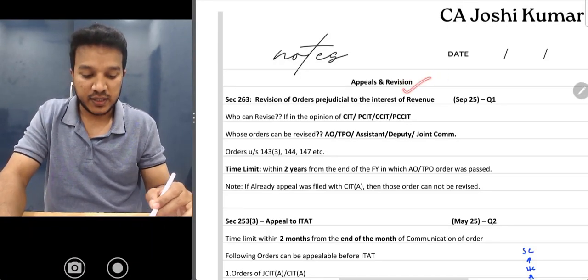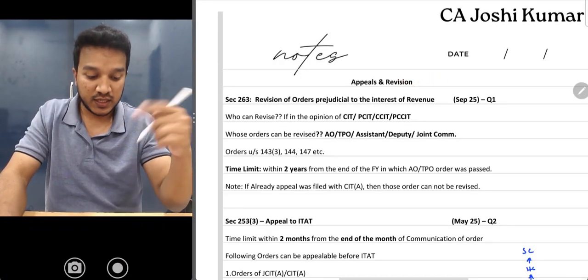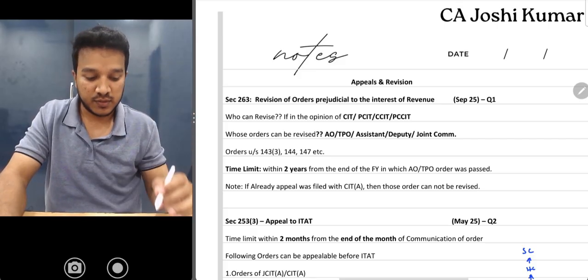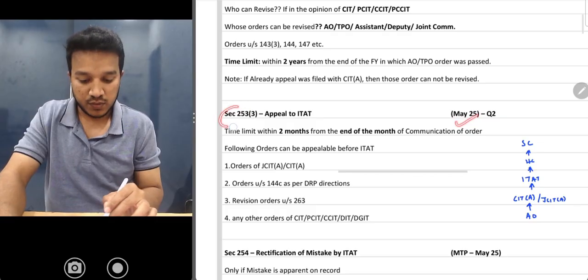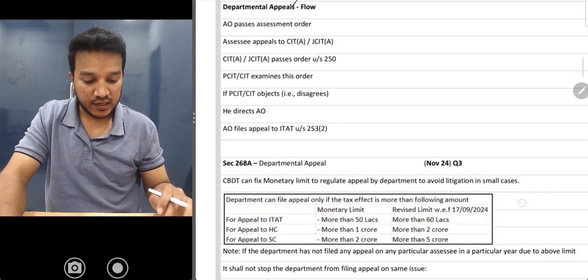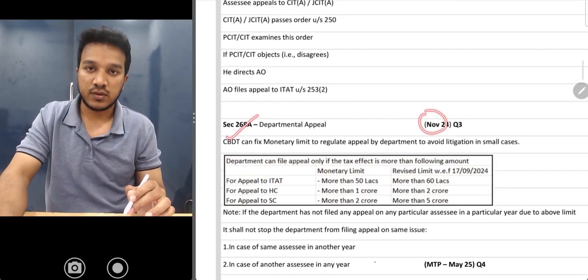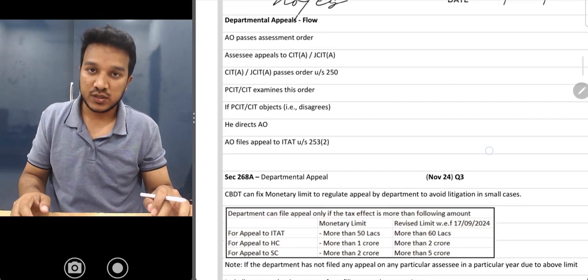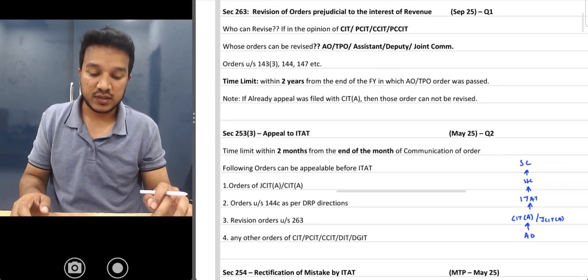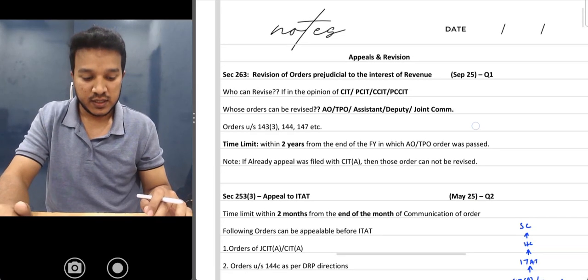In this video we are going to cover appeals and revision, very important for exams, because in the last 3 attempts, if you see, there's a question from this chapter. Like in September 25 there's a question from this section, in May 25 there's a question from this section, and again in November also there is a question from this section. So in the last 3 attempts there's a question. So very important, watch this video till the end. If you think this chapter is tough, then this video is for you guys. So let's get started.